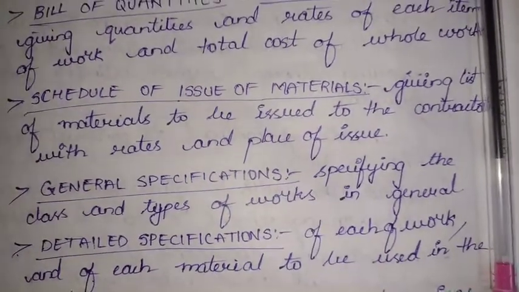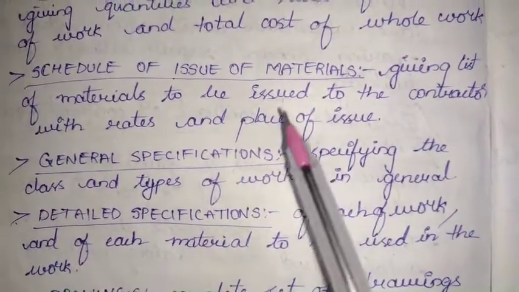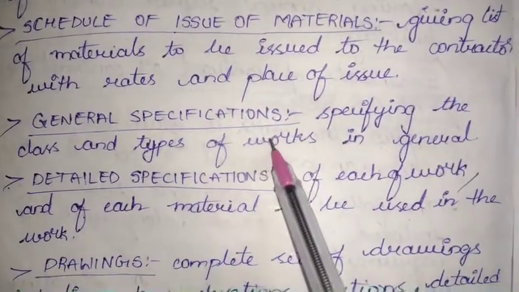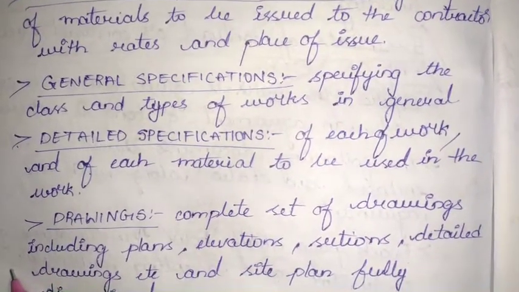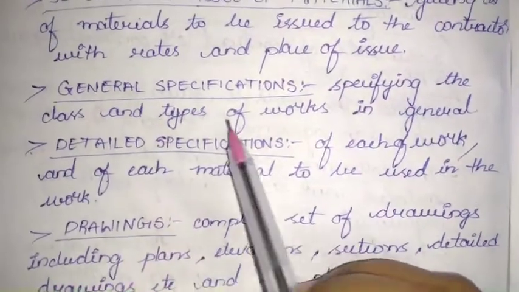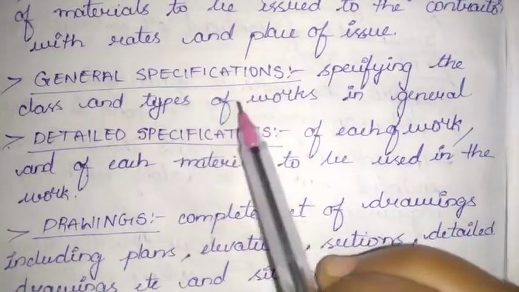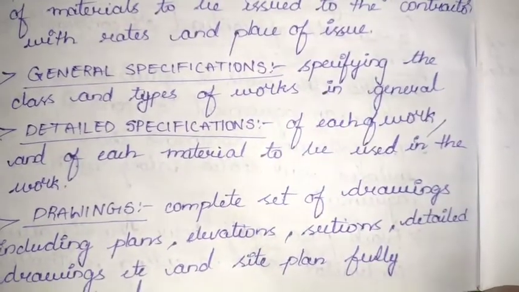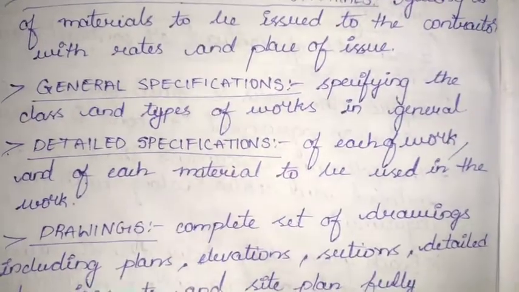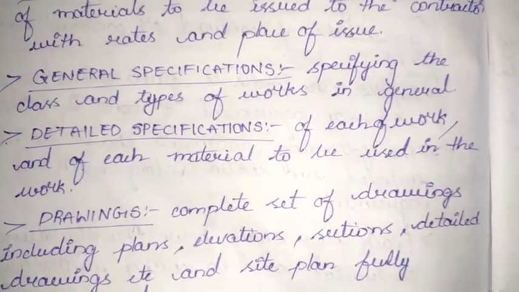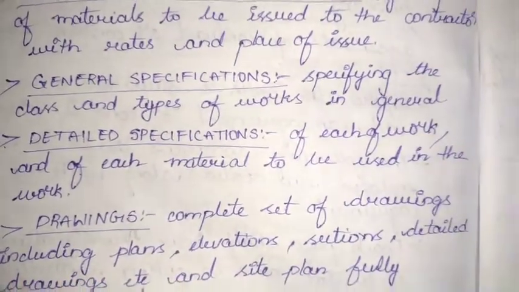Next, the place of issue, that is the place at which we have promised to give them the materials. Next, we have general specifications and detailed specifications. In general specifications, we just specify the works, that is the class and types of works. Whatever work we are undertaking, we just list out the types of works and mention their class in general form. We will not give detailed specifications, any diagrammatic representations, or additional detailing that is required in detailed specifications.